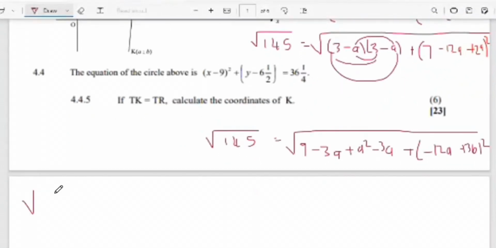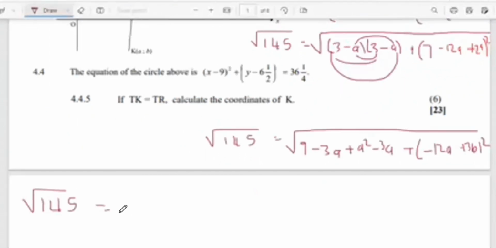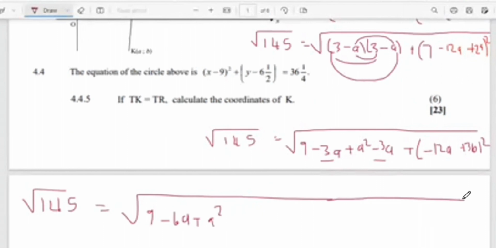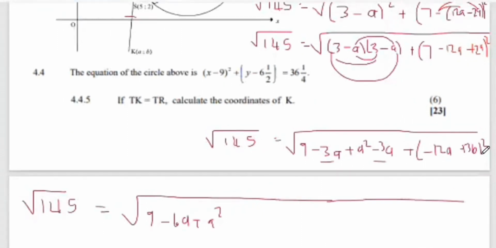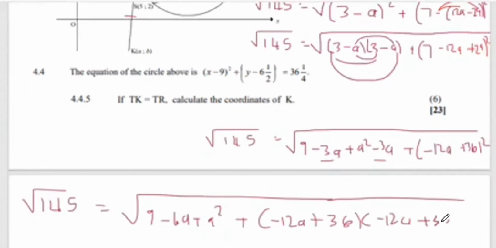Let's continue. We'll leave the 9 as it is. Minus 3a minus 3a will give me minus 6a plus a squared. We have minus 12a plus 36 squared in this other bracket. So we will multiply these brackets out. Say minus 12a plus 36 times minus 12a plus 36.